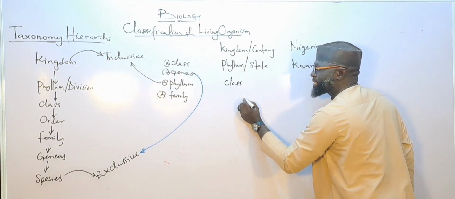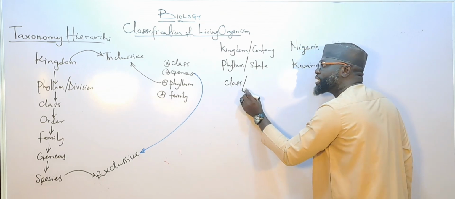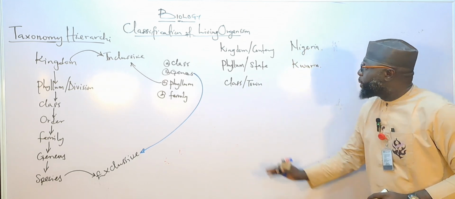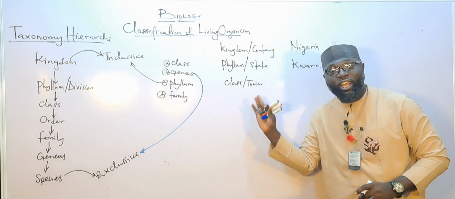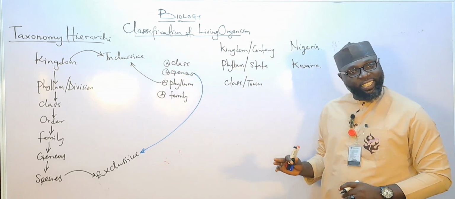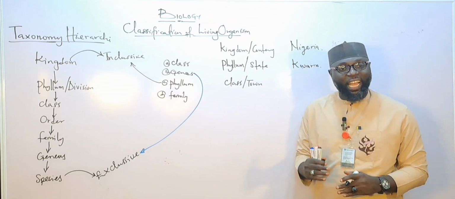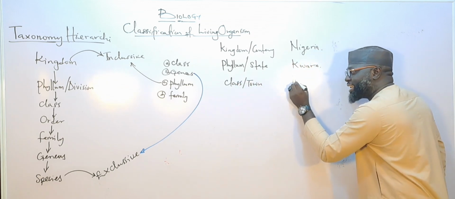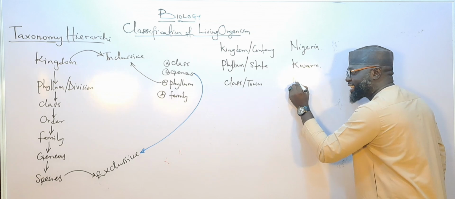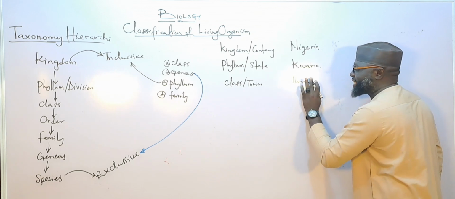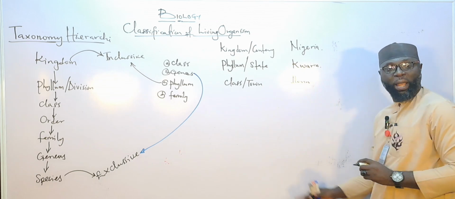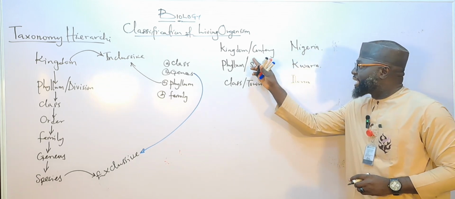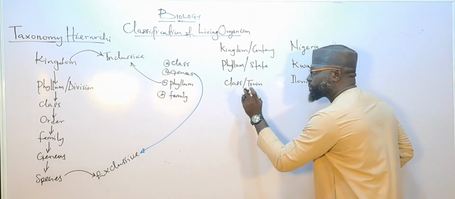The next one is class. Class simply means my town in Kwara. My town is very close to the paradise in Nigeria, a beautiful town known as Ilorin. So my town is Ilorin, my state is Kwara, and my kingdom is Nigeria.